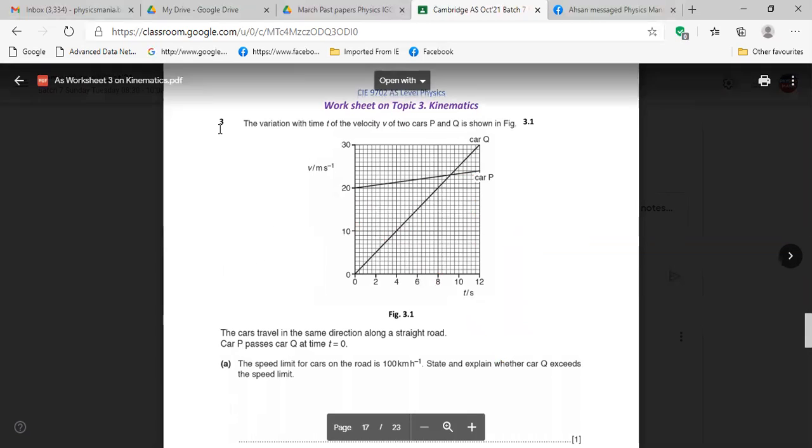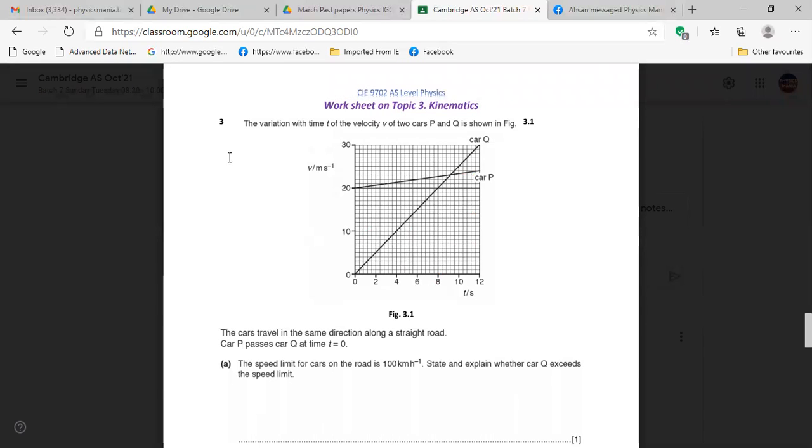Okay, question number three. Read, Asan, read. The variation with time t of the velocity v of two cars P and Q is shown in figure 3.1. The cars travel in the same direction along a straight road. Car P passes Q at time t equals 0. The speed limit for cars on the road is 100 km per hour. State and explain whether car Q exceeds the speed limit.